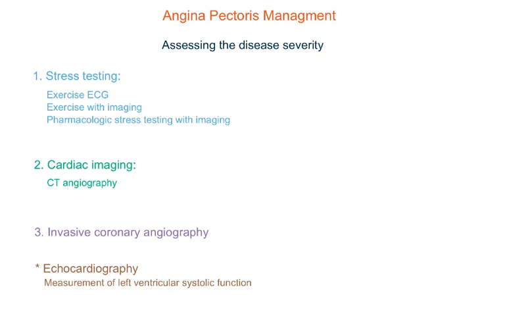The choice of initial stress test, such as exercise ECG, exercise with imaging, or pharmacologic stress testing with imaging, depends upon the patient's resting ECG, the patient's physical ability to perform exercise, and the available technologies. Cardiac imaging, such as CT angiography, is an alternative tool for diagnostic and prognostic information, especially in patients who are not candidates for exercise ECG or pharmacologic stress testing.